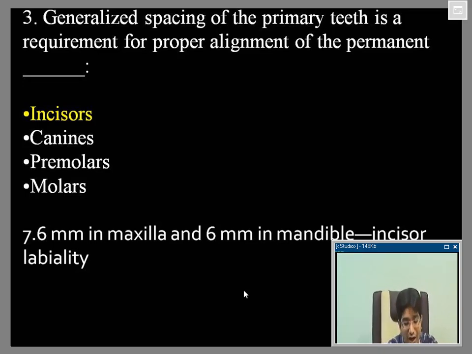What we're talking about, 3.4 and 1.8, is the leeway space. It is the difference between the dimension of the deciduous canine and molars and the canine and premolars. In the maxilla it is 1.8 and in the mandible it is 3.4. Got it? Okay, fine. Good. So we'll move on to the next question.